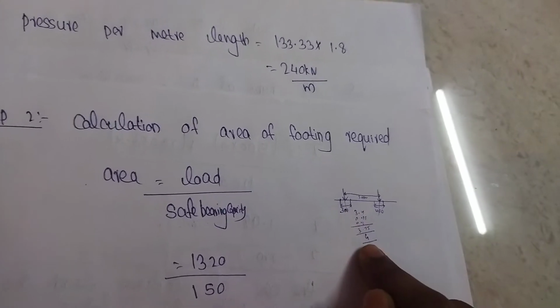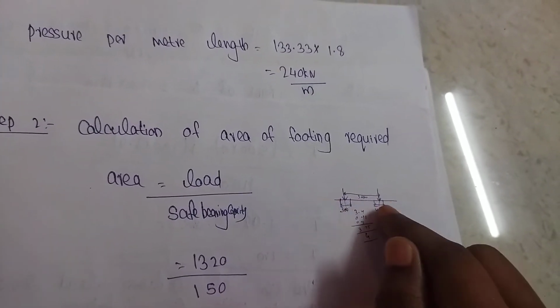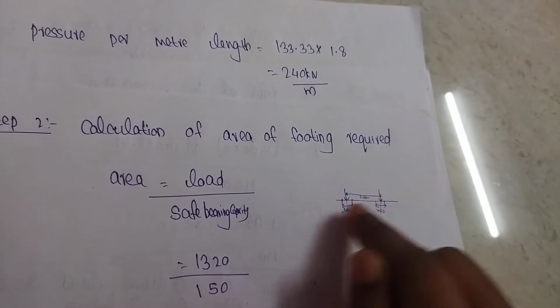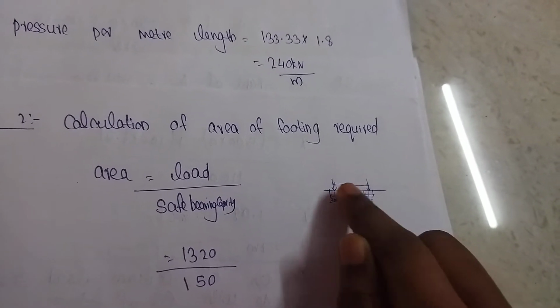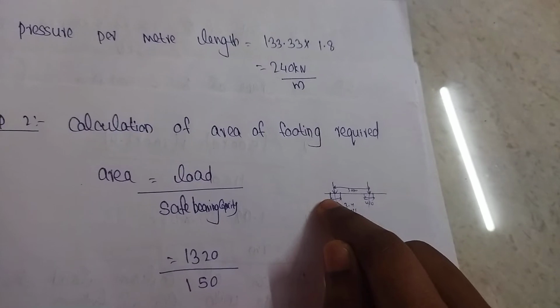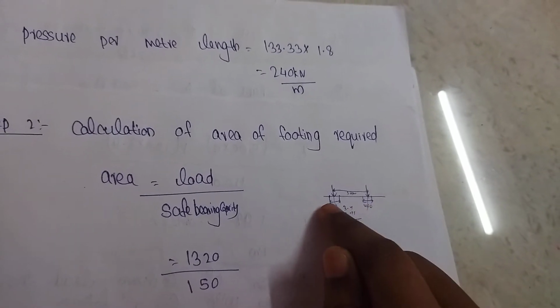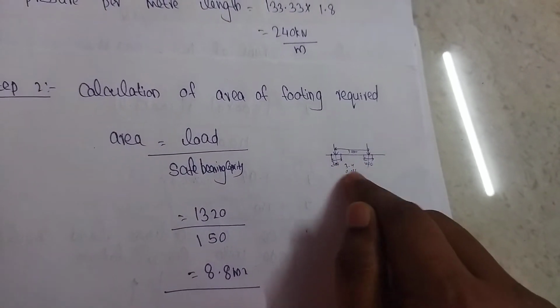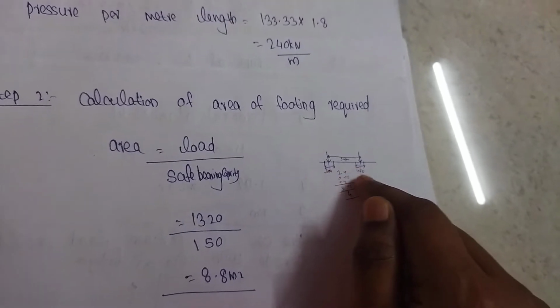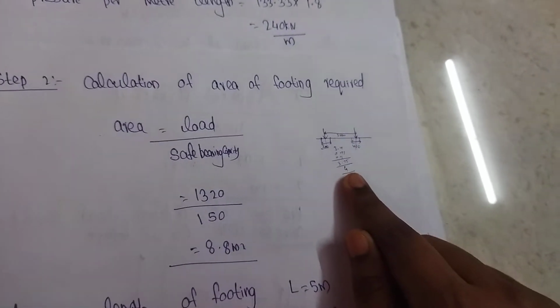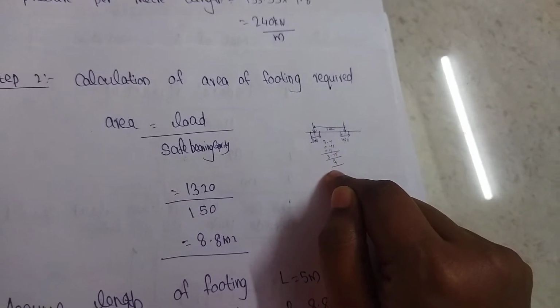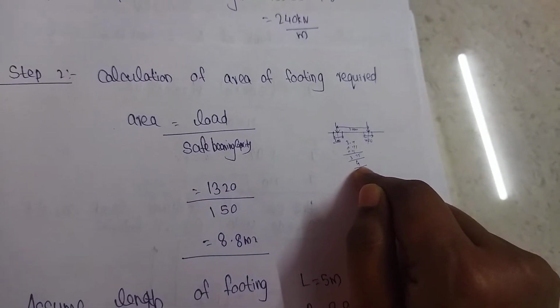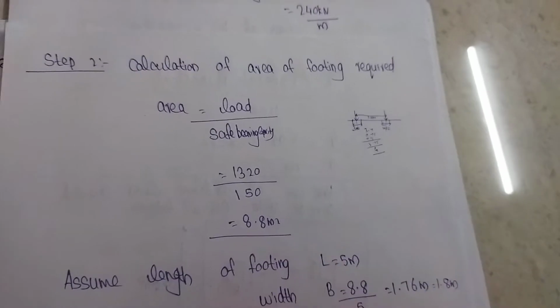We also want to provide the end distance, that is, we increase the total distance from one column to the next column by some value. The distance from column A to column B is 4, so we assume a length greater than 4. So we take the length as 5 meter.